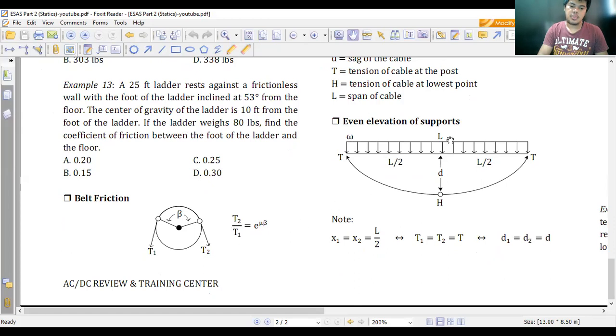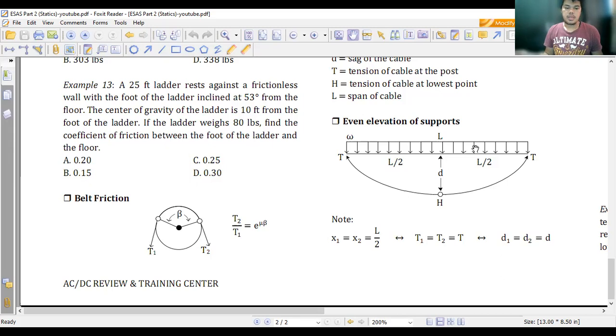Okay, so T2 is the tight side. This is where the heavy object is being attached. T1 is the slack side. This is where, for example, the workers pull, so the T1 side, in order to raise the object which is connected to the T2 side.